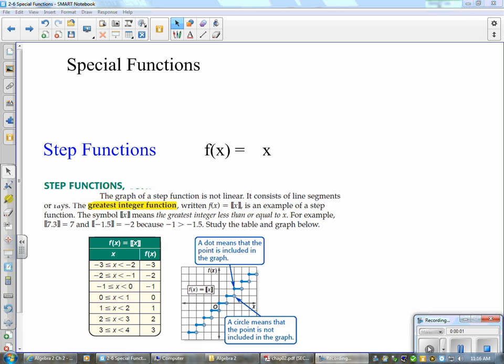Hello. Today I'm going to talk about special functions. The first special function that I want to talk about is step functions. Now, step functions are also known as the greatest integer function.